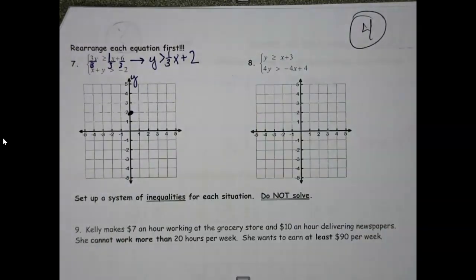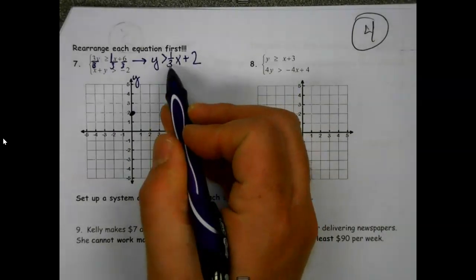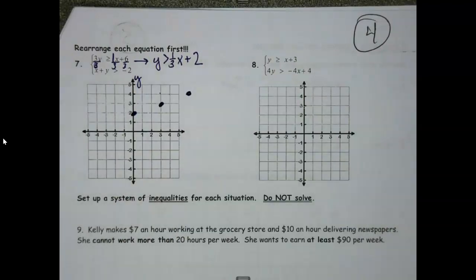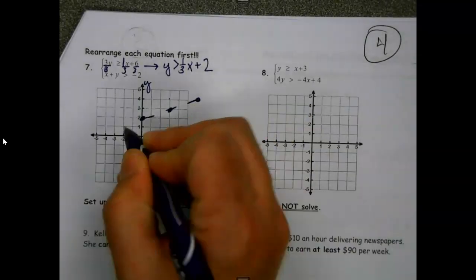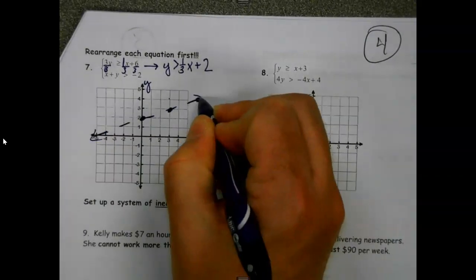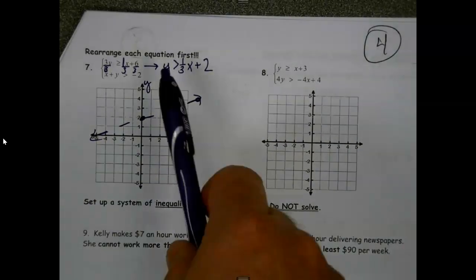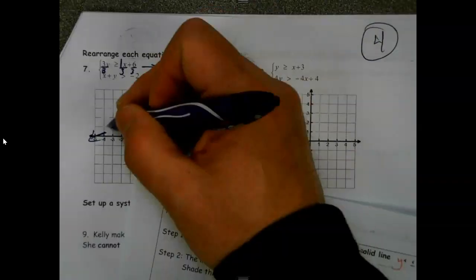I'll show the calculator on this one again too. I'm going to go up 1 and right 3. Get at least my 3 dots. There's no line underneath my arrow, so we're staying dotted. Arrow is eating y. We're shading above.